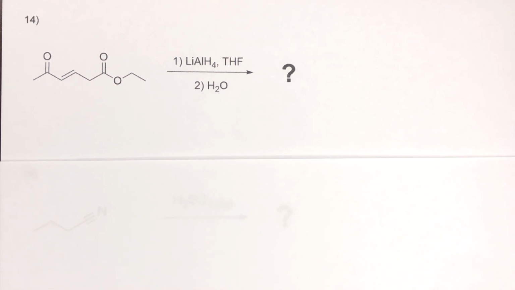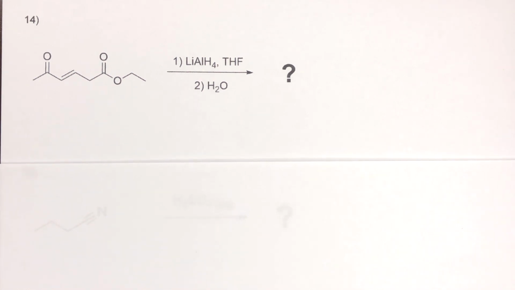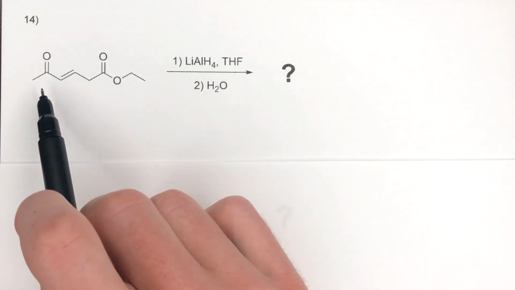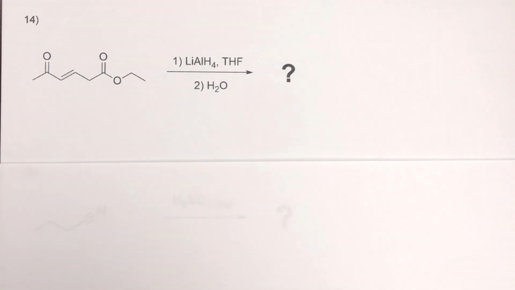All right, here we have our next set of questions. So again, this is continuing with the series of reactions. We're going to have several of them. So first, let's look at what we have here. We have an alpha beta unsaturated ketone and an ester.